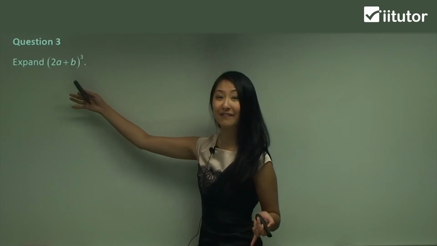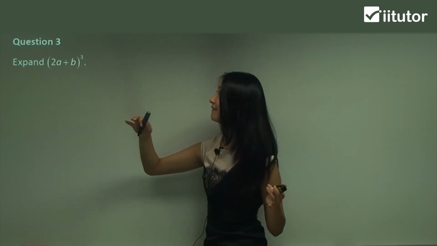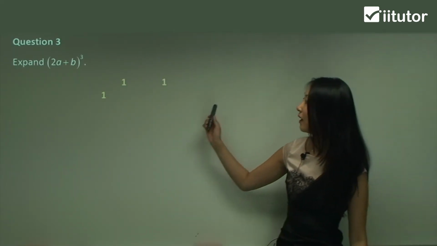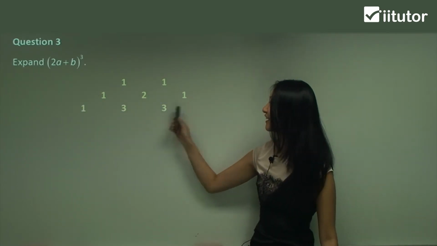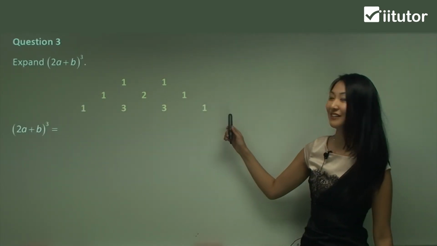Now, let's have a think about what we do if we have 2a or 3a or whatever instead of just a by itself. Okay, first thing is it's power of 3. So let's work out our Pascal's triangle. So 1, 1, 1, 2, 1. We should know this pretty well by now. 1, 3, 3, 1. And that's what we're going to use.